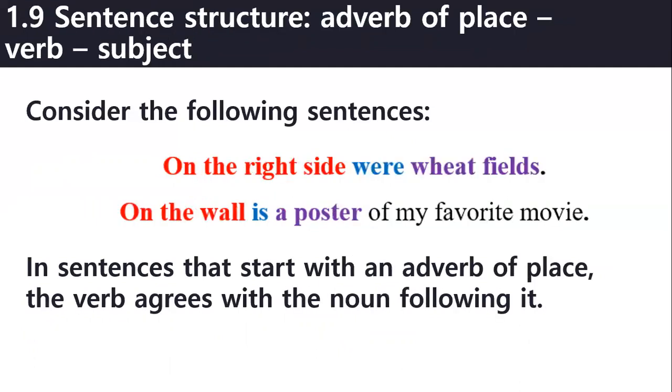Next, we have sentence structure, adverb of place, verb, subject, in the following sentences. On the right side were wheat fields. On the wall is a poster of my favorite movie.